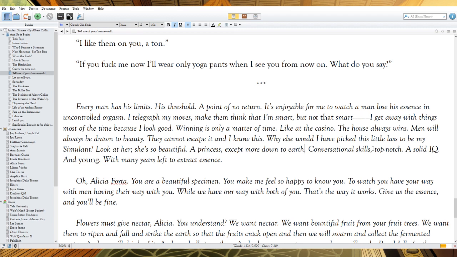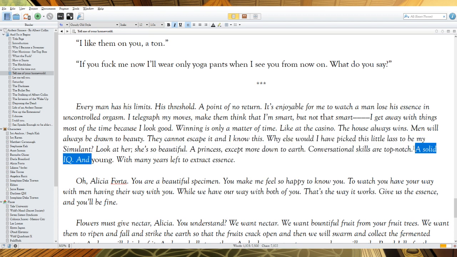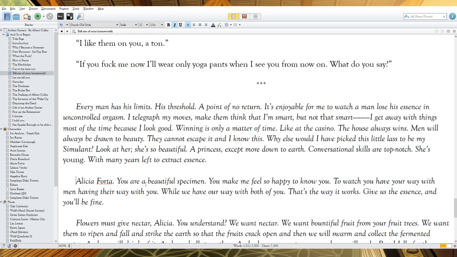Conversational skills are top notch. A solid IQ. Let's just put she's young. She's young. She is young. She's young, with many years left to extract essence. Okay, I'll take it. Alicia Forta, you beautiful specimen. Right? Let's clean this up. You beautiful specimen.